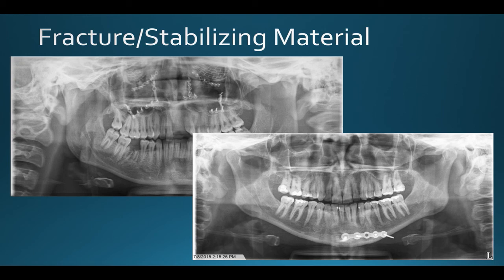You can also sometimes find in radiographs, if you're taking either PAs or a panoramic radiograph, that a patient has had some type of oral surgery, some drastic orthodontic treatment, or maybe they were in a severe accident, like a car accident. They may have some different fracture stabilizing material. You can see on this top radiograph here there's some wire mesh and plates and screws. On this bottom radiograph here, you see a metallic plate and screws as well.